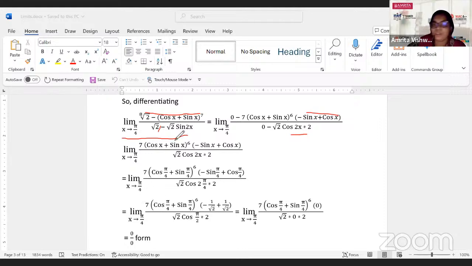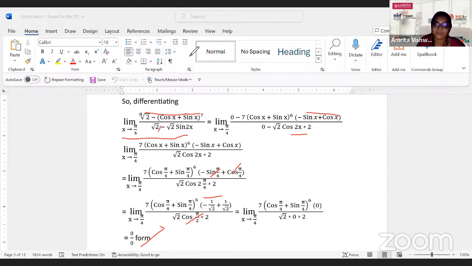So I'm just going to substitute pi by 4. Cos pi by 4, sin pi by 4, I know the value. Minus sin pi by 4, cos pi by 4, divided by root 2 cos 2 into pi by 4 into 2. This becomes cos pi by 2, which is 0. Sin pi by 4 and cos pi by 4, whole raised to 6. So minus sin pi by 4 is minus 1 by root 2, cos pi by 4 is 1 by root 2. This term is completely gone, it's multiplied by 0. Now, cos pi by 2 is 0. This term is also completely gone, it's multiplied by 0. Still, we are in the same form, that is 0 by 0.